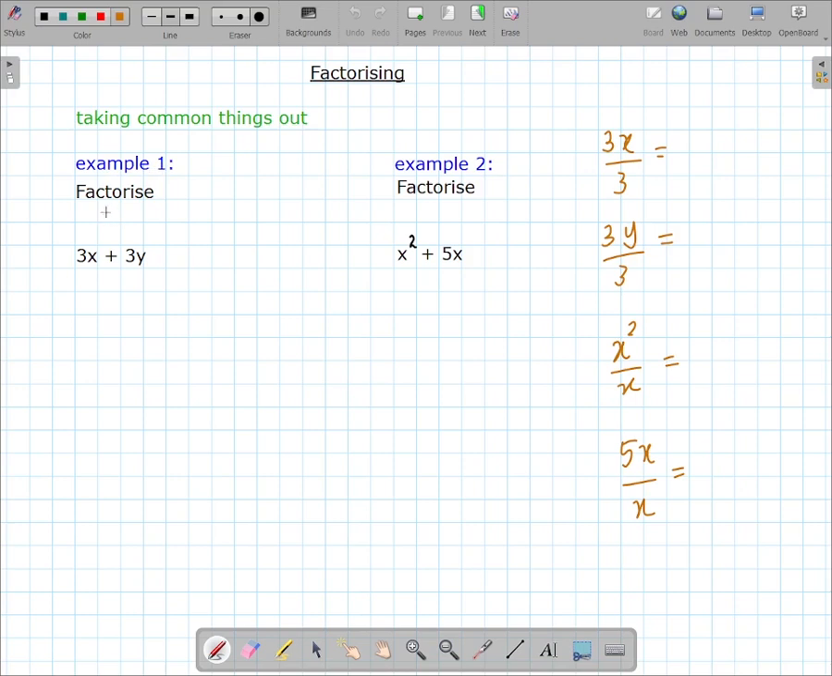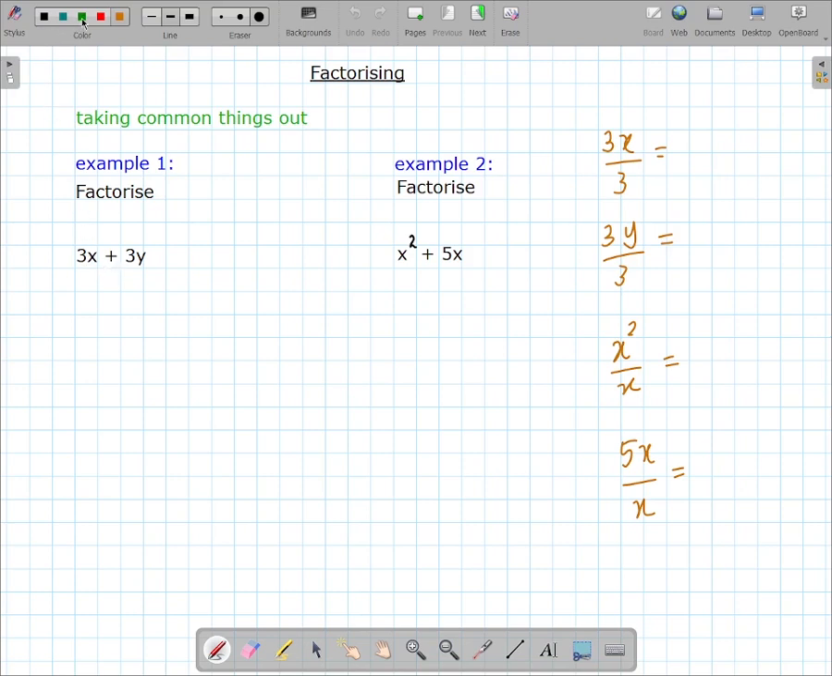Example 1, we have to factorize 3x plus 3y. If you take 3x and 3y, what is common? If you check the number, we can see 3 is common. So we have to take 3 out. When you take 3 out, you have to divide each and every term by 3.